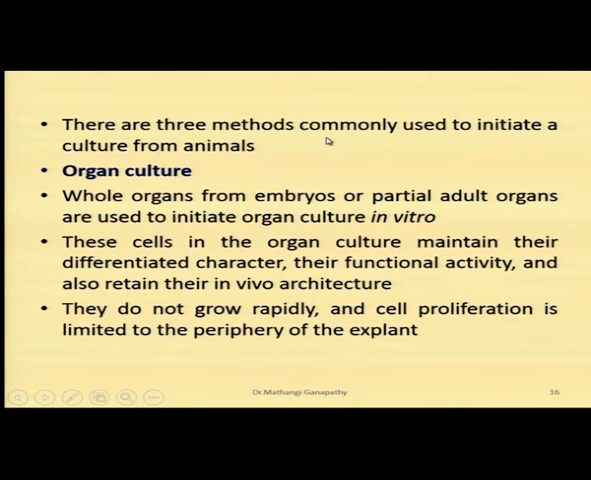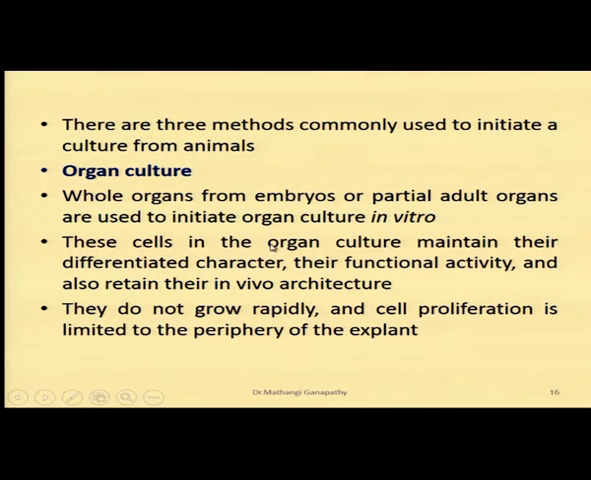How do we establish a cell culture? That is the first question. We saw the development so far, but what are the steps to be taken if you need to establish a primary cell culture? There are three major methods used to initiate a culture from animals. The first is the organ culture. We take whole organs from embryos or partial adult organs, and these isolated organs are used to initiate in vitro organ culture.